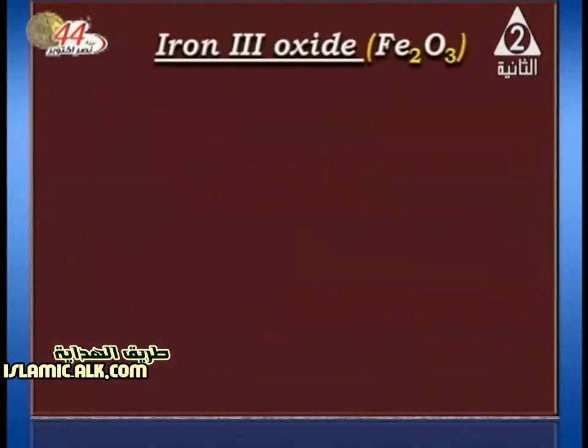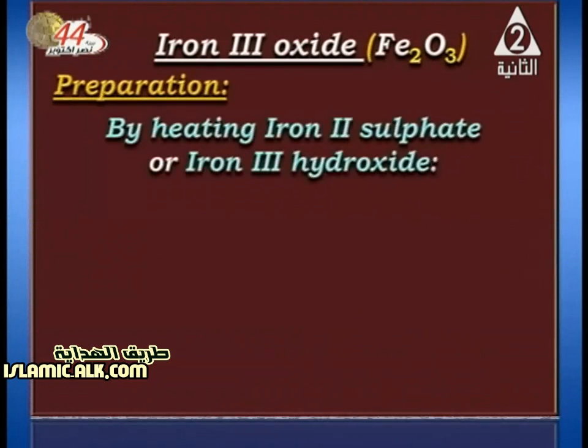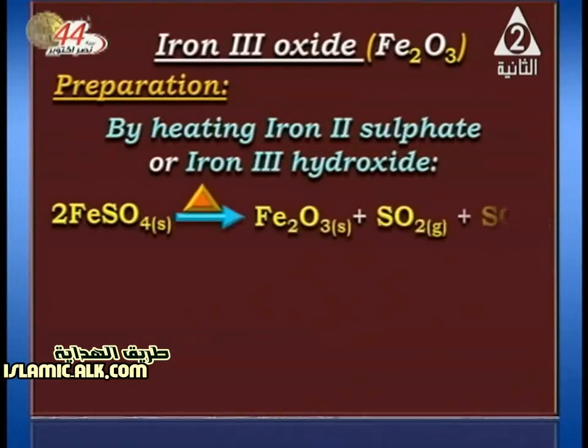Now we are going to discuss iron 3 oxide or ferric oxide that has chemical formula Fe2O3. The preparation of iron 3 oxide is by heating iron 2 sulfate or iron 3 hydroxide. As the equation proceeds on the screen, heating iron 2 sulfate gives iron 3 oxide and sulfur dioxide gas and sulfur trioxide gas. My dear students, we have a reason in this equation.